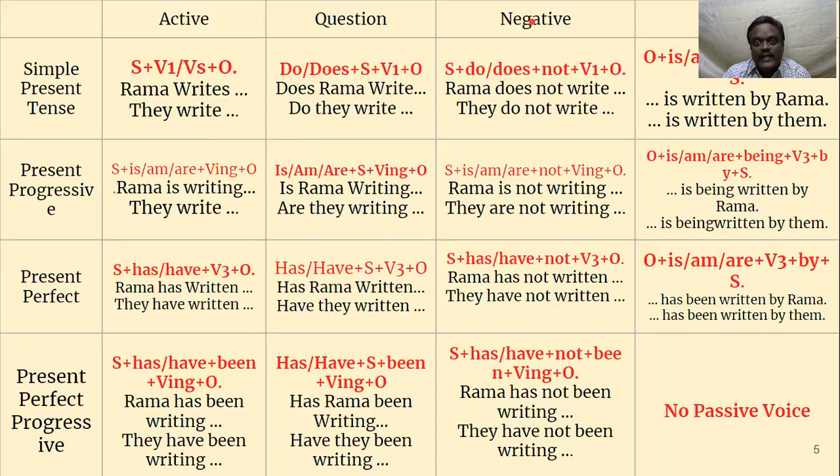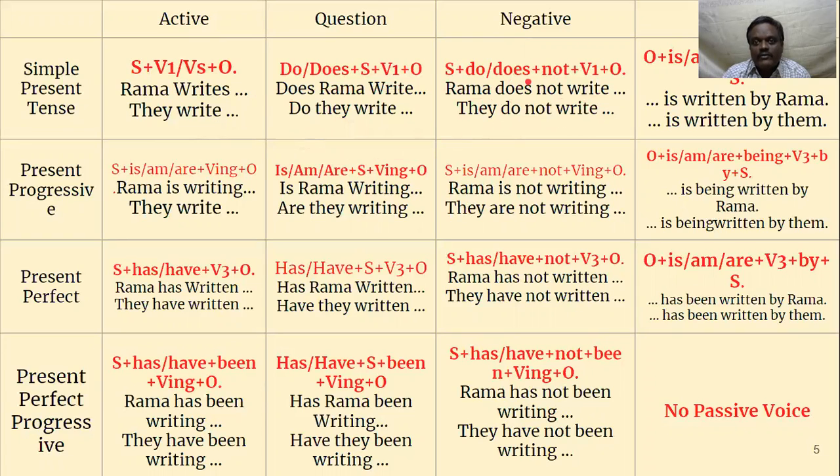In the same way, for negative also, the helping verb is very important. Without a helping verb, we cannot make negative sentences. So, as I've already told you, we have to assume that there is do or does. The do form has to be used. After the be form, after the helping verb, we have to use not. That is a rule. So, Rama writes a letter. For this sentence, the negative is Rama doesn't write a letter. In the same way, they write a letter, they do not write a letter.